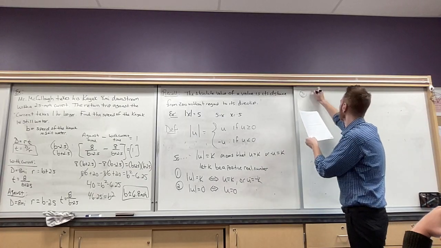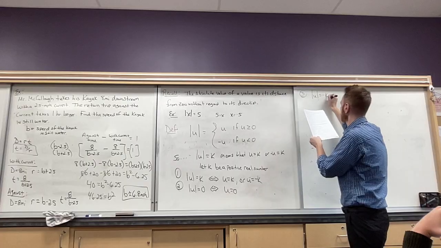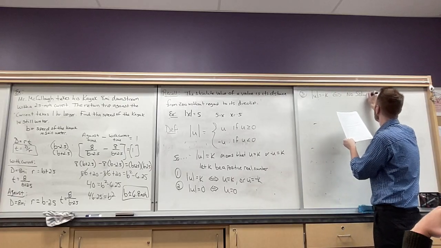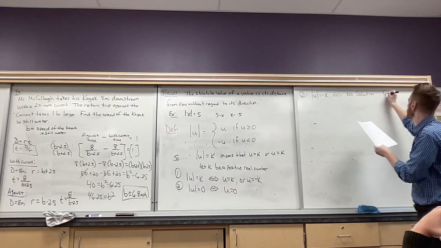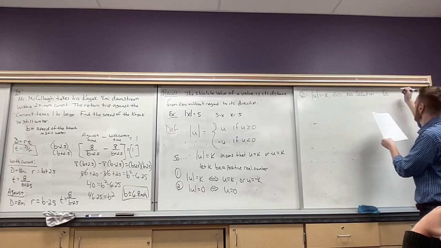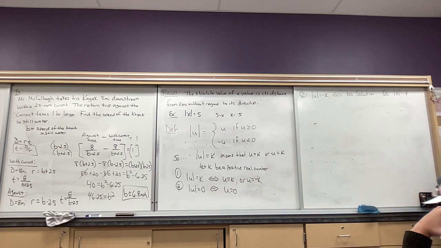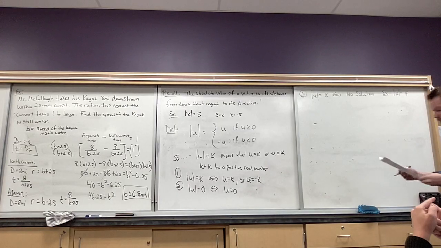So 3, absolute value of u equals negative k is equivalent to no solution. Let me give you a small example over the side there. So that's something like this. If I had the absolute value of x equals negative 4, well, there's no number that's a negative 4 distance from 0. Okay, distance is always measured positively, so that would be a no solution type problem.